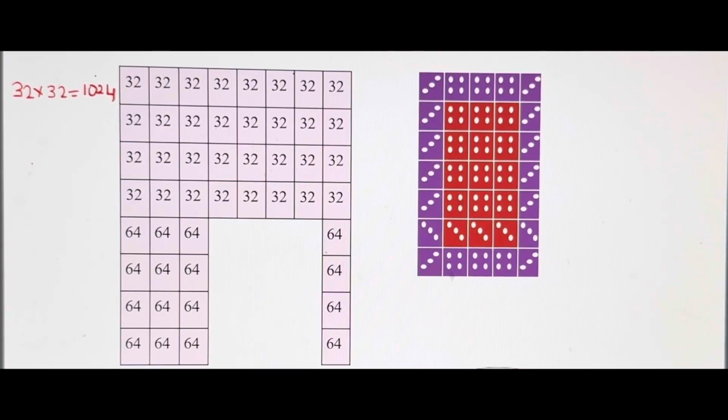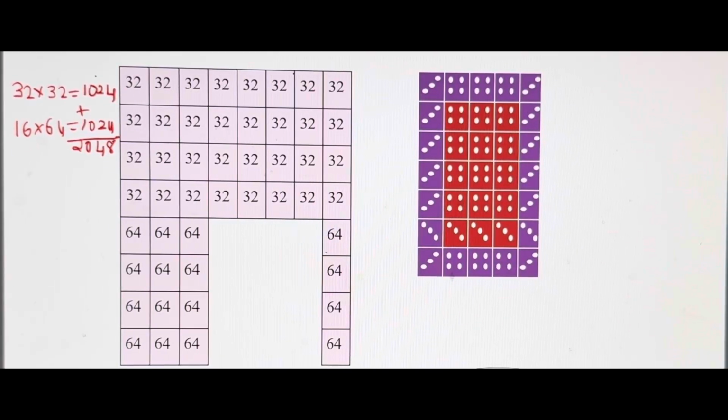Okay. Now let us see 64. How many times is 64 there? Again we count 1, 2, 3, 4 and 1, 2, 3, 4. 4 fours are 16. So 16 times 64. We just need to count the rows and the columns. Now 16 into 64 will be 1024. Right? And we simply add these two numbers and we get 2048. First one, you multiplied 32 into 32, 1024.